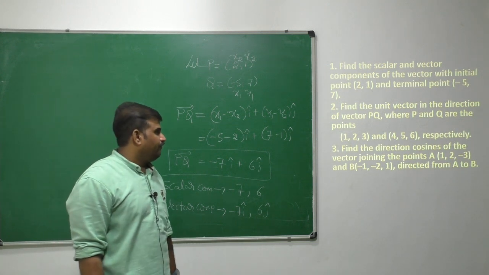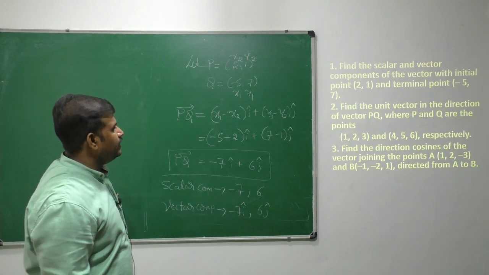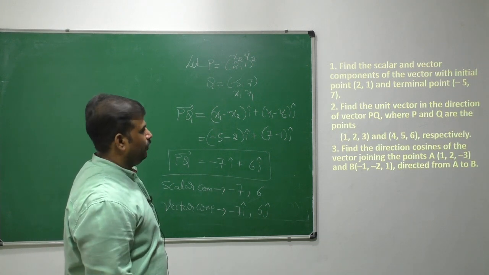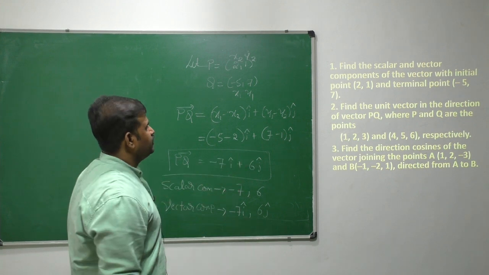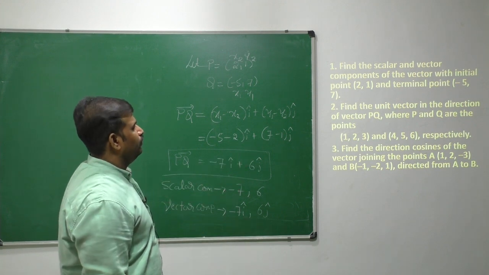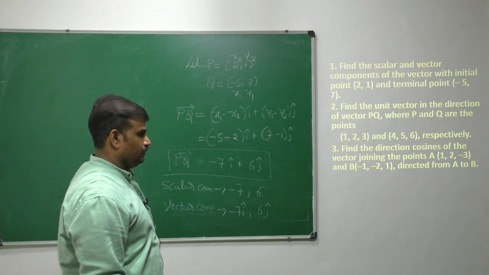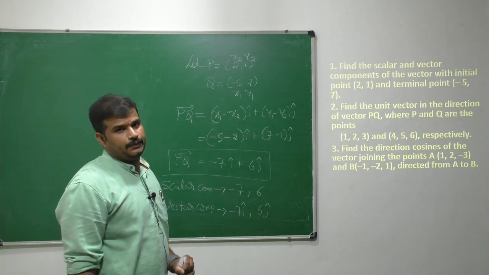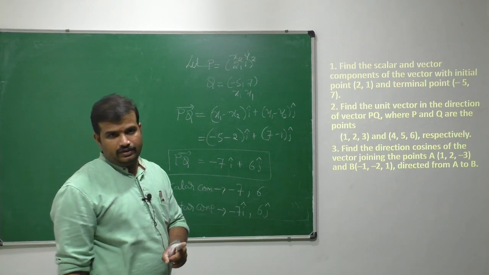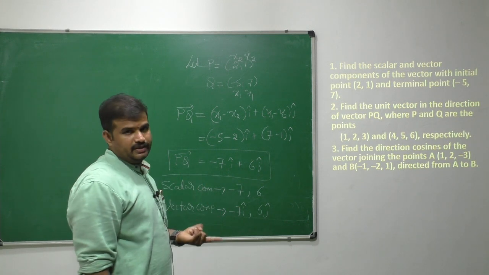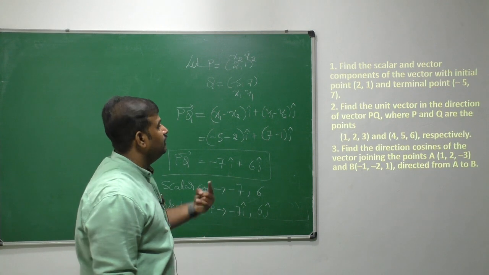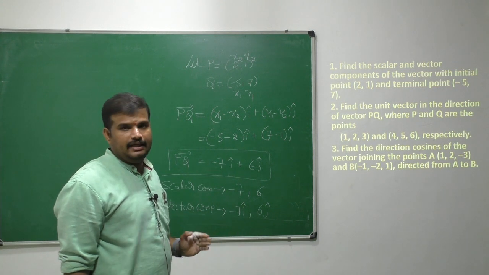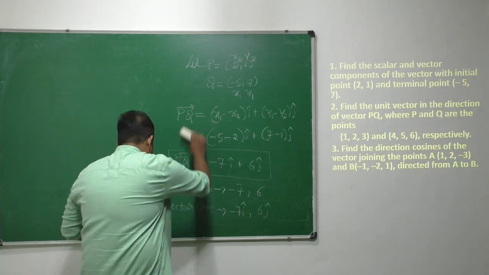Next, find the unit vector in the direction of vector PQ, where P and Q are the points with coordinates 1, 2, 3 and 4, 5, 6 respectively. So first we are going to find what PQ is. We need to find vector PQ. Then we can find the unit vector in the PQ direction. Okay.